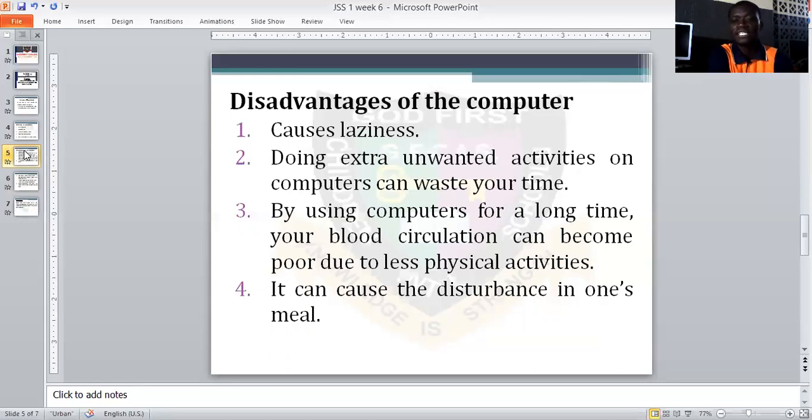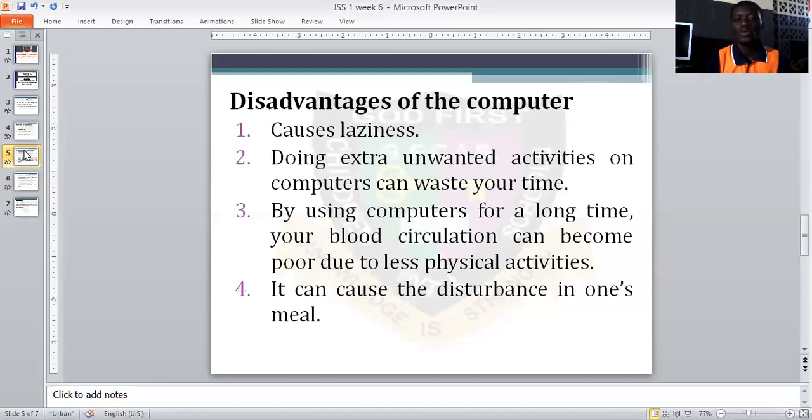Now computer causes laziness in the sense that some of you, because you have a calculator with you, decide not to use your brain to calculate 2 plus 2 or 4 plus 4. All you need is take a calculator and press the number, and expect the calculator to give you your result. In that case, indirectly it is causing you to be lazy because you are not able to use your physical effort to solve a particular problem. So in a case where there is no calculator, you might not be able to solve that particular problem. So one of the disadvantages is it causes laziness.